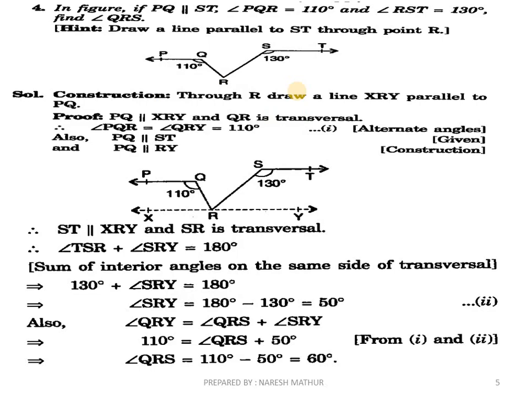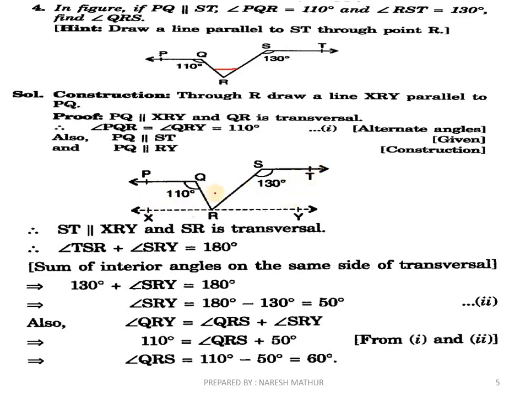In the next one, it's a good one. We are given a figure in which PQ is parallel to ST, and angle PQR is given as 110 degrees, and RST is given as 130 degrees. We need to find angle QRS. So what we are going to do is a construction in this question. We draw XY, which is parallel to PQ and passes through R. So XRY is parallel to PQ as well as ST, because if PQ is parallel to XY, then XY will also be parallel to ST.